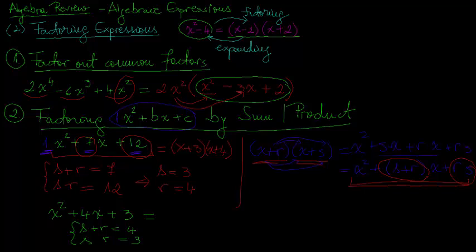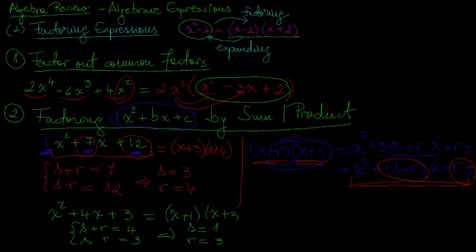So can we think of two such numbers that when we multiply them we get 3, and add them we get 4? Well, the 3 is made out of for example 1 times 3, so I have s to be 1 and r to be 3. The order of course doesn't matter, it's just a name. So now this we know factors into x plus 1, x plus 3.